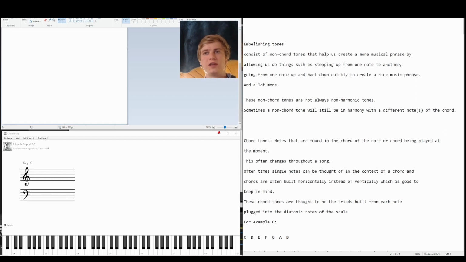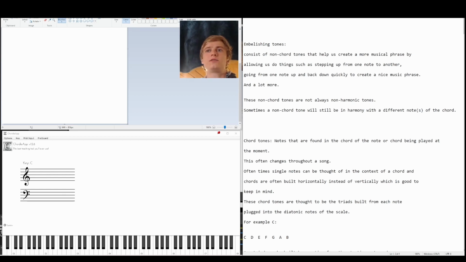Okay, so what is a chord tone? A chord tone is a note that is found in the chord being played at the moment. So if I have a C chord or a C note, my chord tones are still going to be the notes attributed to that chord. It's just those notes in the chord. I'm going to explain what those are.